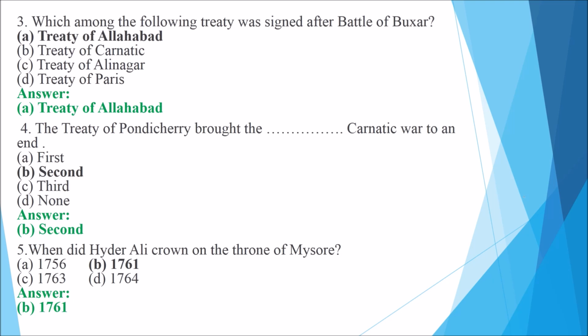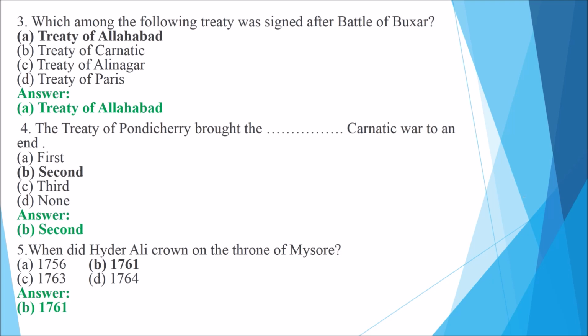Question number 3. Which among the following treaty was signed after Battle of Buxar? Option A, Treaty of Allahabad. Option B, Treaty of Carnatic. Option C, Treaty of Alinagar. Option D, Treaty of Paris. So the correct answer is option A, Treaty of Allahabad.